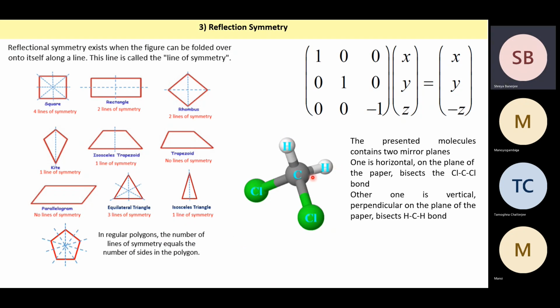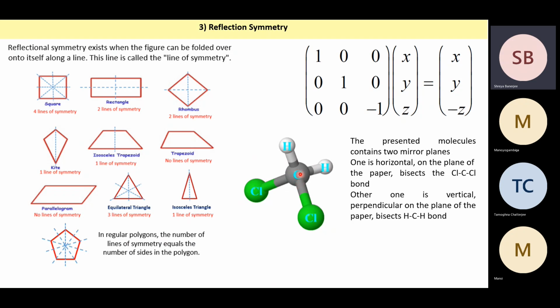Now, in terms of chemistry, if you look at a tetrahedral molecule like CH2Cl2, this molecule has 2 mirror planes. One plane passes through the plane of the CH2 and bisects the CCl2 bond. And another will pass through the plane of CCl2 and bisect the CH2 bond. These 2 planes of symmetry are possible only because you have 2 H and 2 Cl. So there is a possible reflection.